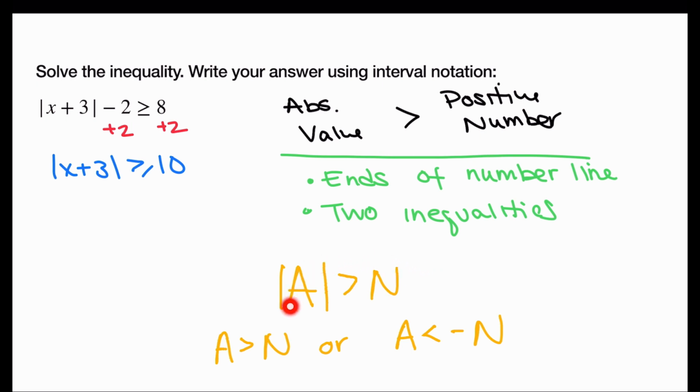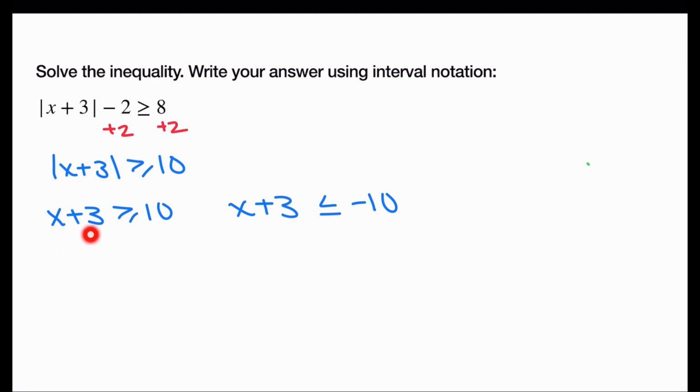The way to do this is if we have absolute value of something is bigger than a positive number, that means the thing inside of the absolute value is bigger than that number or smaller than the negative value. So in this case, I've got absolute value of x plus 3 is bigger than or equal to 10. So that means x plus 3 is bigger than or equal to 10, or x plus 3 is less than or equal to negative 10. Notice the inequality flips with the negative. Then to solve, I subtract 3 from both sides.